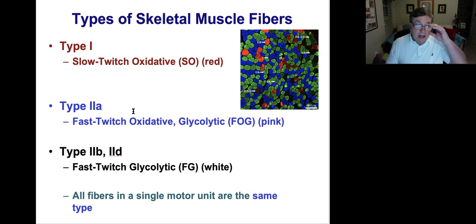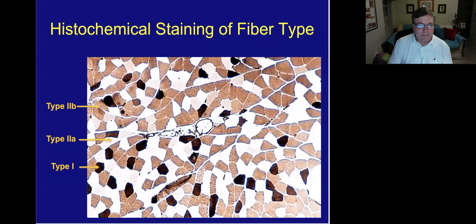And it means to have a high percentage of fast twitch fibers, the only way to get it is to pick your parents wisely. So choose parents that have a high percentage of fast twitch fibers. Most people are 50-50, 50% fast twitch, 50% slow twitch.